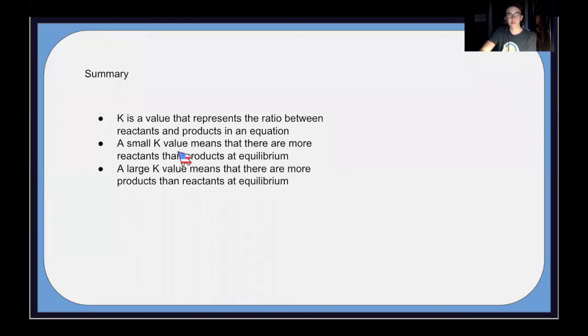Lastly is a summary of what we learned. K is a value that represents the ratio between products and reactants in an equation. A small K value means that there are more reactants than products at equilibrium, and a large K value means that there are more products than reactants at equilibrium.